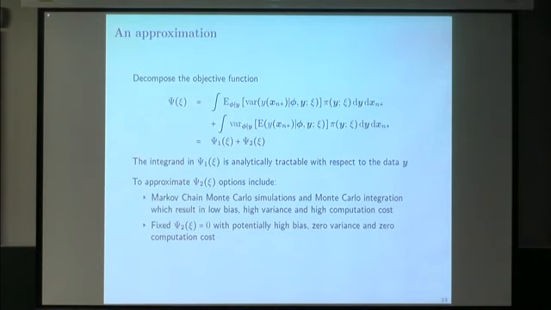So here there is a bias-variance trade-off. We can use Markov chain Monte Carlo simulations and Monte Carlo integration to evaluate psi 2, and in that way we are going to have low bias but high variance and high computation cost. The alternative is to fix psi 2 equal to 0, and this is going to have potentially high bias but 0 variance and 0 computation cost.